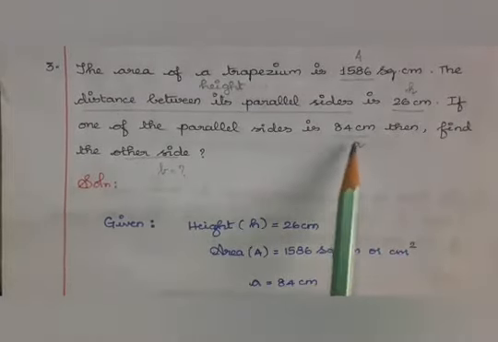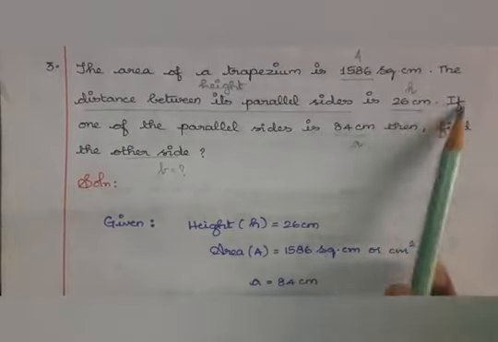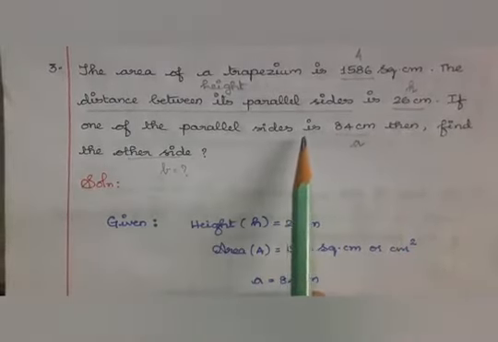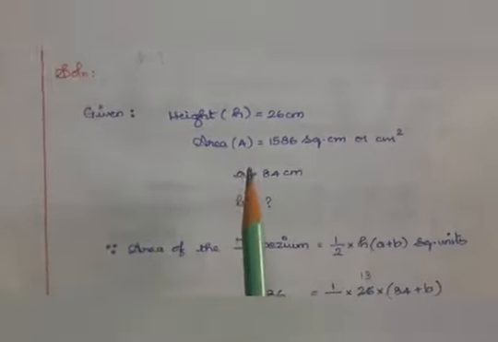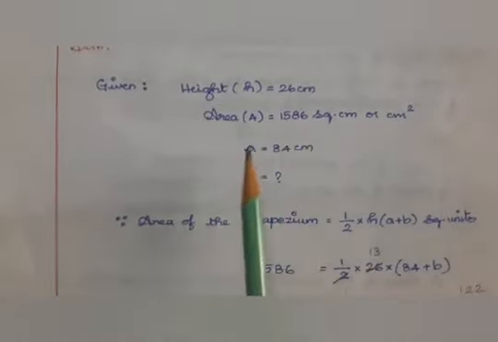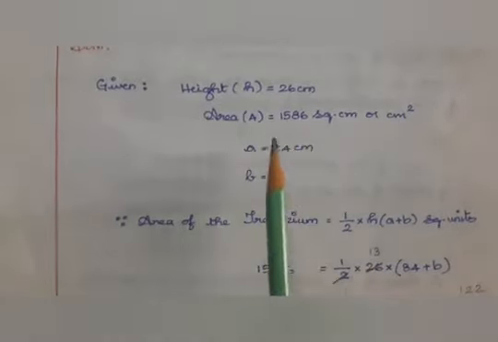Area has been given as 1586 square centimeters, and the parallel sides are A and B. They have given the distance between the parallel sides, which is the height, therefore height is equal to 26 centimeters. If one of the parallel sides is 84 centimeters, take it as A equal to 84 centimeters, and the other which we have to find is B. So the given part has been written here: height h is 26 centimeters, area 1586 square centimeters, A is 84 centimeters. The thing we have to find is B, which is the other parallel side.